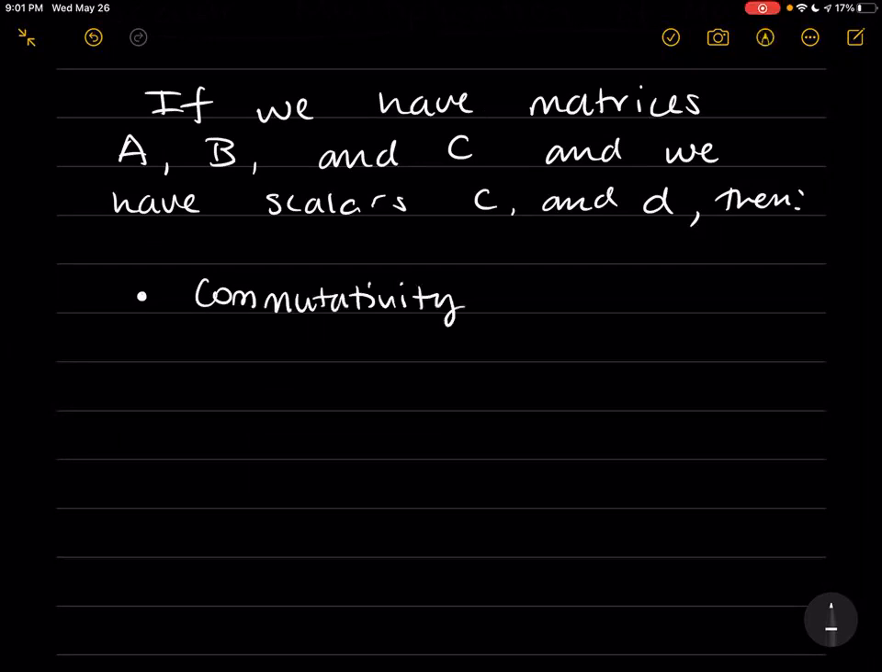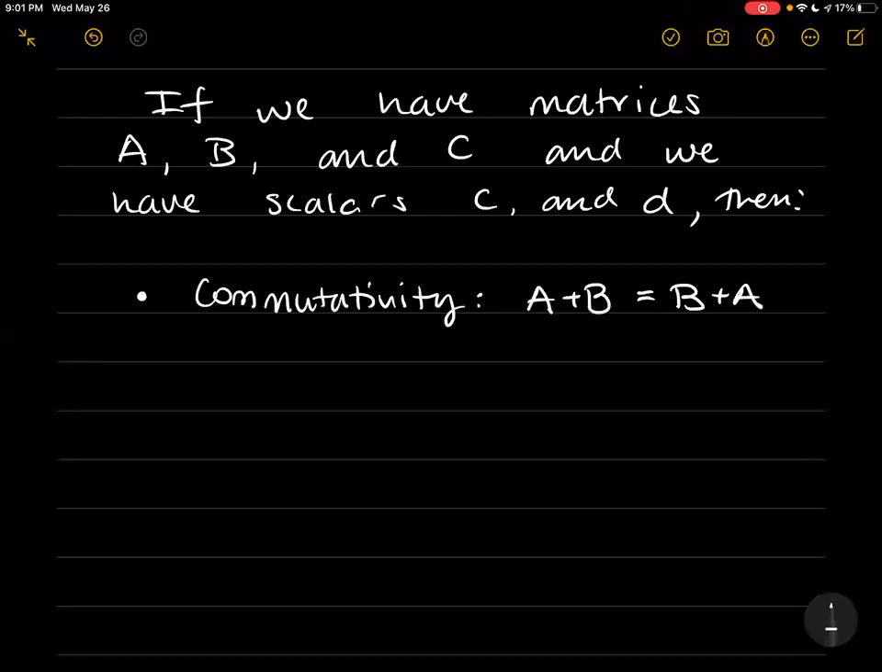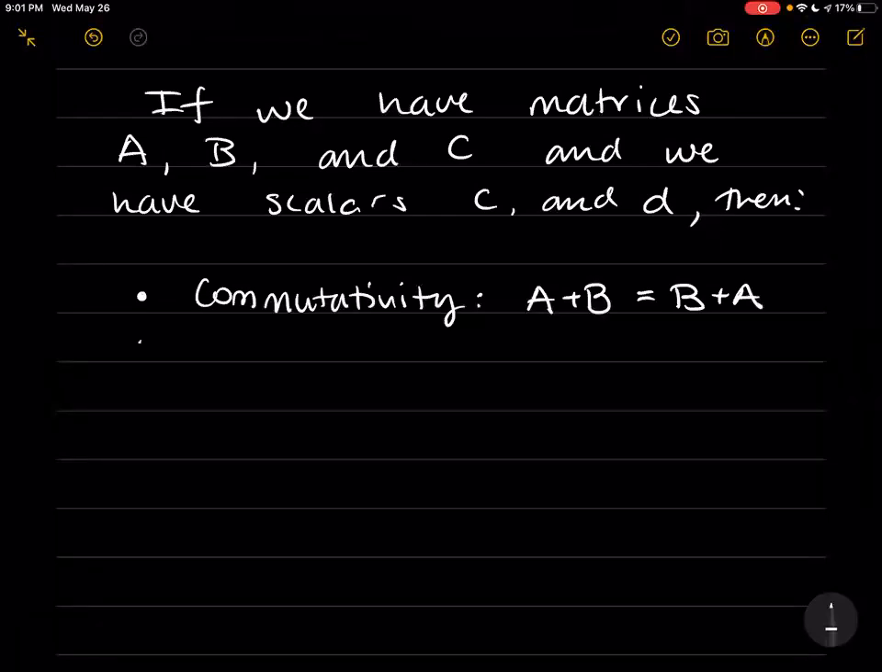matrix addition. So what that means is that if we have A plus B, we can swap them around and we can write B plus A. That's totally fine. They can move around. They also have associativity of addition.